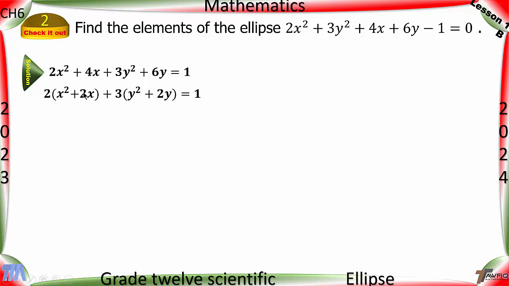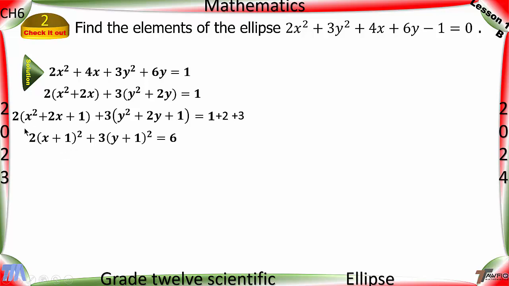And now divide 2 by 2 is 1, so 1 squared is 1, add inside this bracket 1. So it becomes 2 times (x squared plus 2x plus 1). 1 times 2 is 2, so we must add 2 to the right side. And now 2 divided by 2 is 1, so we must add inside this bracket 1. So it becomes 3 times (y squared plus 2y plus 1). 1 times 3 is 3, so we must add 3 to the right side. And now factorizing, it becomes 2 times (x plus 1) squared plus 3 times (y plus 1) squared is equal to 6.